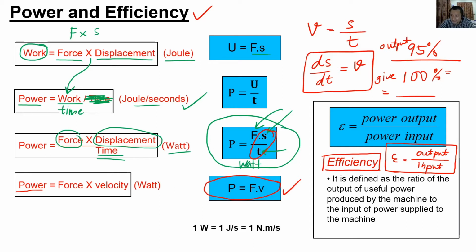So you're going to get 0.95. So that is the efficiency. The maximum you're going to get for any efficiency, sometimes it's depicted like this, or sometimes E, the maximum is 1.